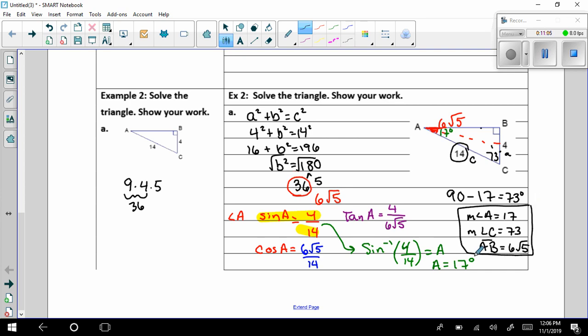So when it talks about solve, it's everything that you're missing. Every side and angle not labeled.